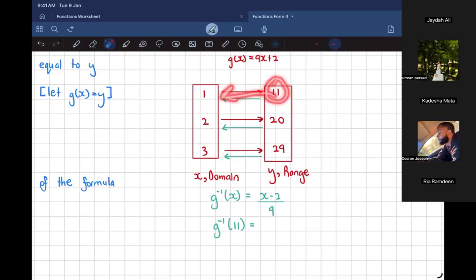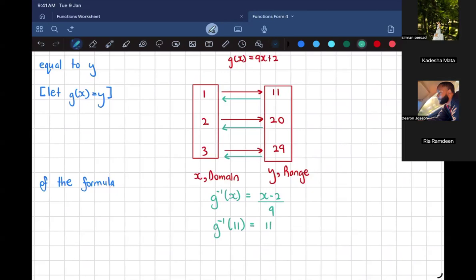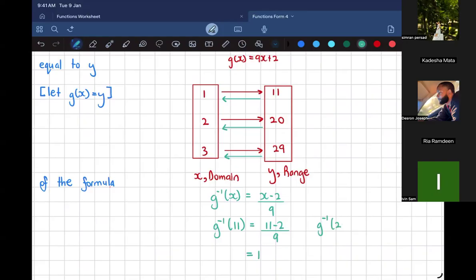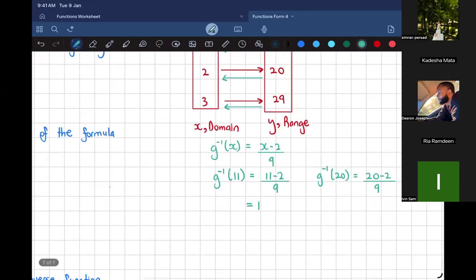If you put 20, what are you supposed to get? It should give back 2. If I put 29, I should get back 3. So let me just test these things first. 11 minus 2 is 9. 9 over 9 is 1. Bam. It works. What about if we put in 20 into that? 20 minus 2 is 18. 18 over 9 is 2. Right?